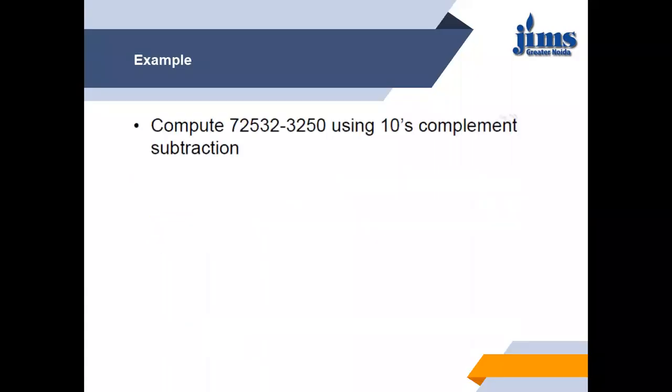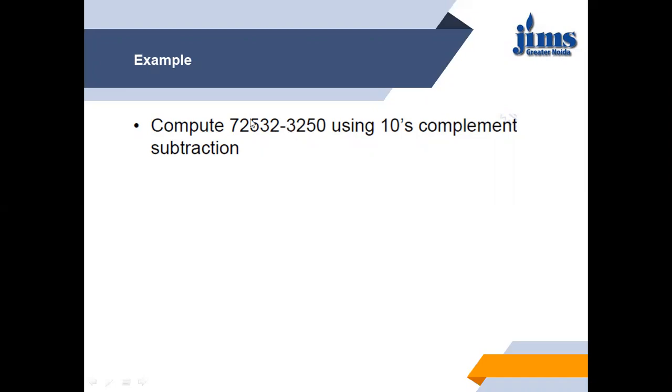Now let us take an example. Suppose we have to compute 72532 minus 3250 using tens complement. First of all, we have to equalize the number of digits. Here are 5 digits and here are 4 digits. Now what do we do? We put 0 before 3.